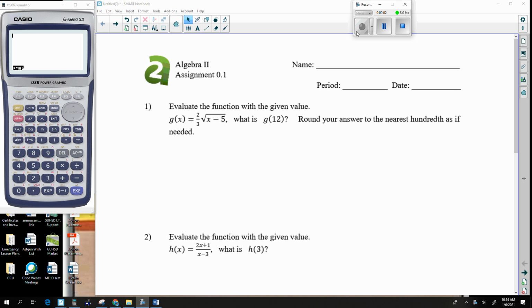Okay, boys and girls, this is our very first assignment. This is assignment Unit 0, Assignment 1.